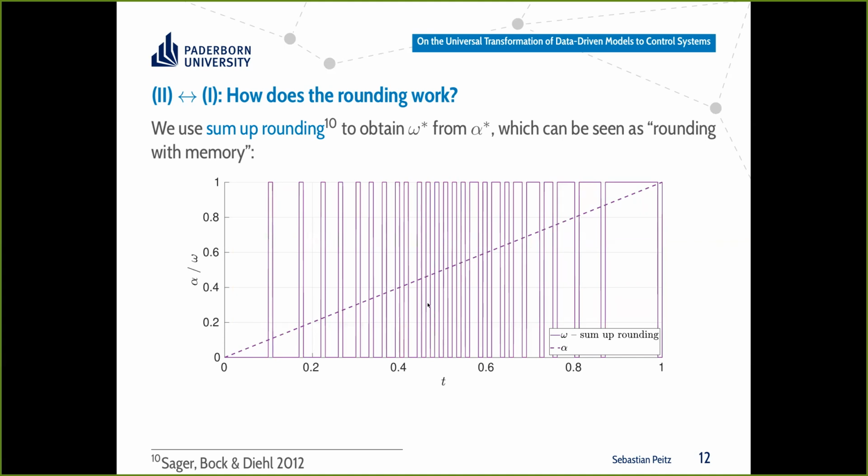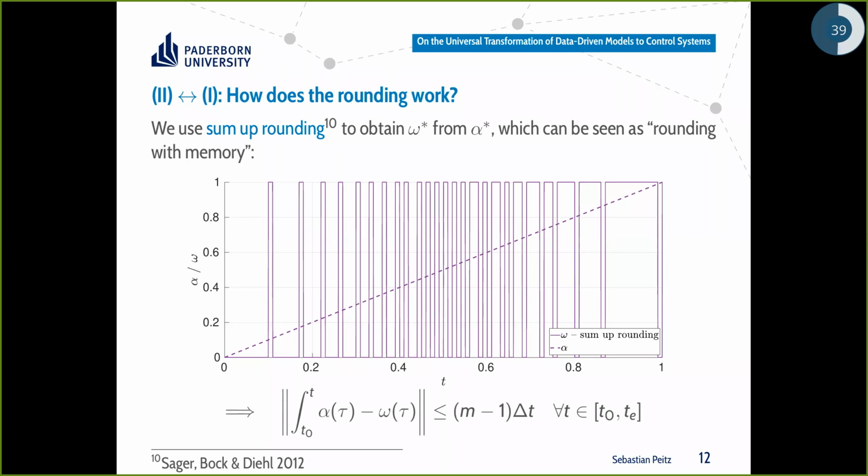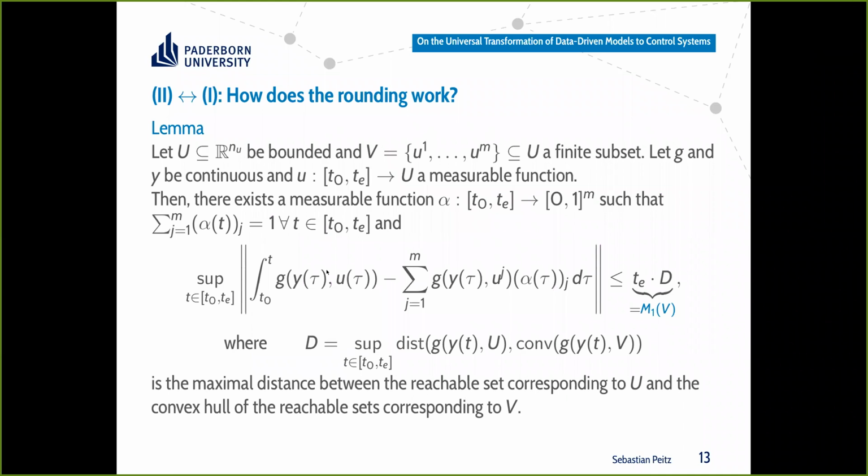So this is a way to relate continuous inputs and discrete inputs with this rounding procedure. And what you can show then is that the integral over the difference between alpha, so the continuous variable, and the rounded variable omega, can be bounded by the number of entries in alpha and omega and the time discretization on which you perform rounding. So in the limit that you have infinitely many switches, these do not differ in form of the integral. And we can now use this to relate the continuous time system and the convexified system. So this is the first thing you can show.